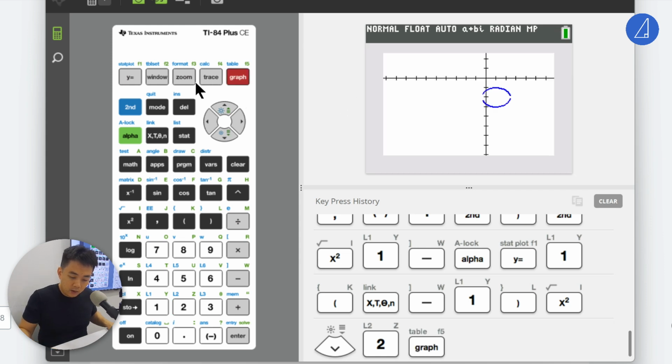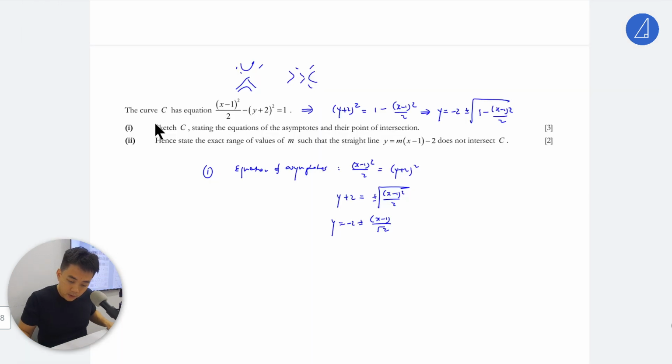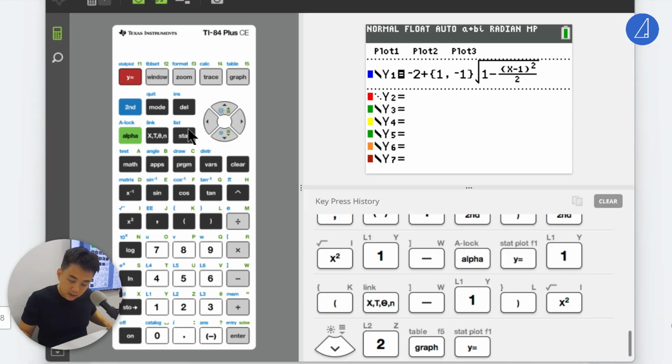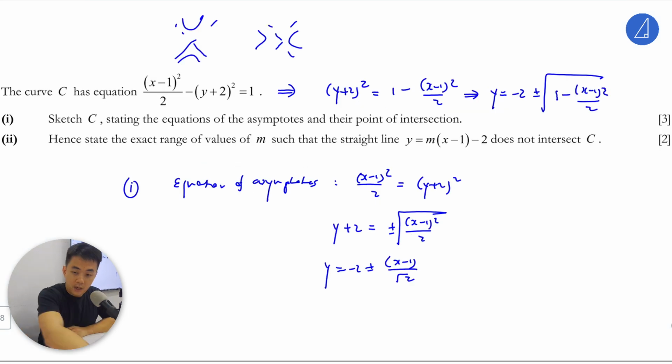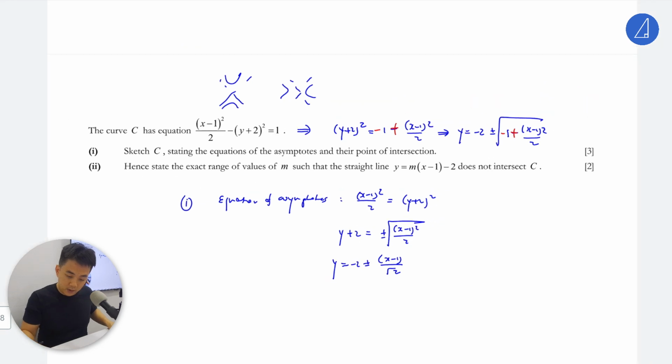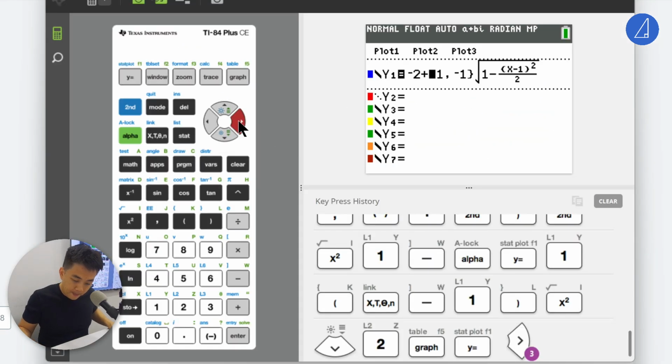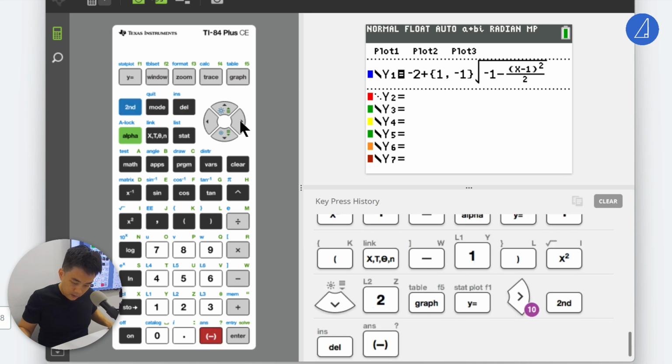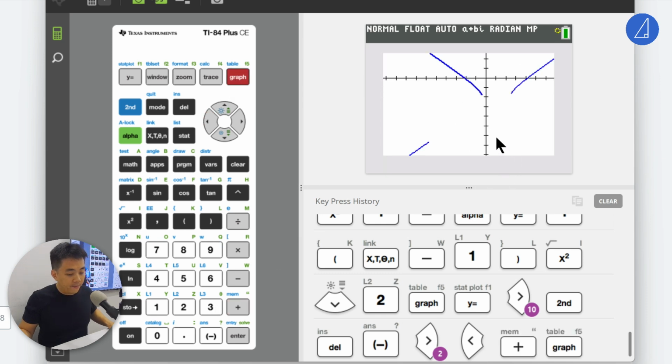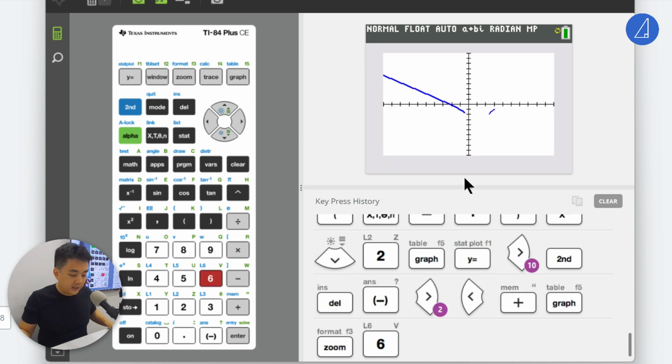This will be your... how come? Minus. I just embarrassed myself, sorry. This is plus. So this is wrong. So this is minus 1. This is plus. Then this is your hyperbola. You get it? This is your hyperbola. This is as good as it gets really.